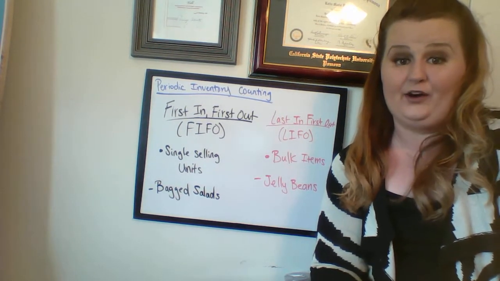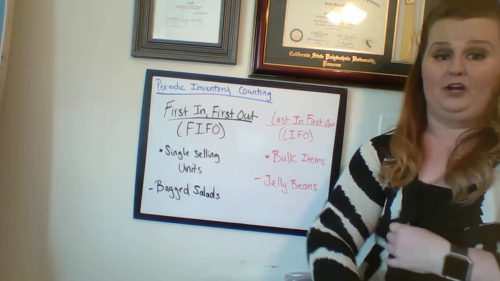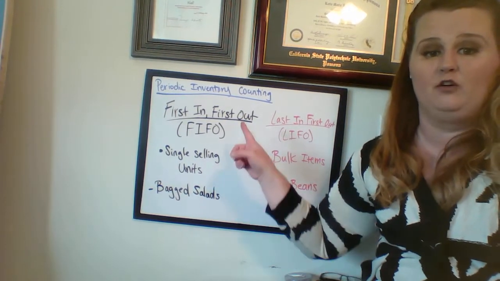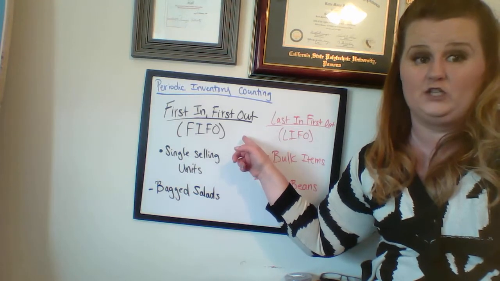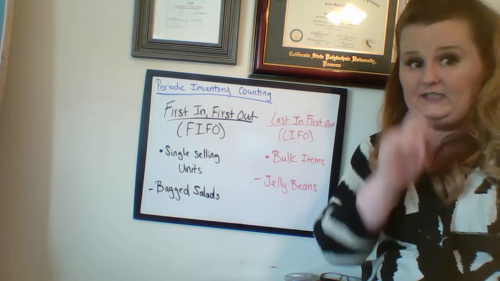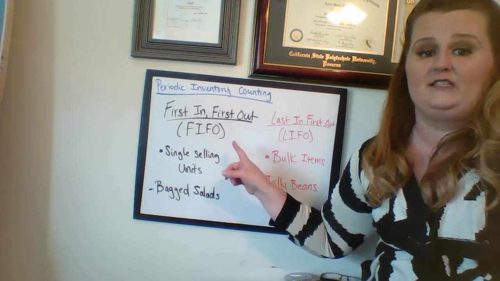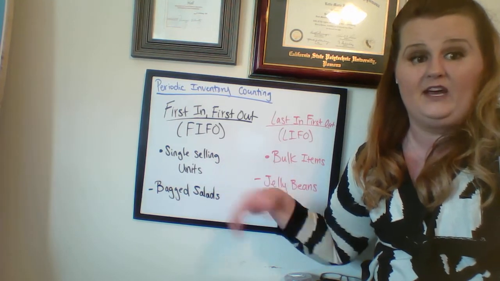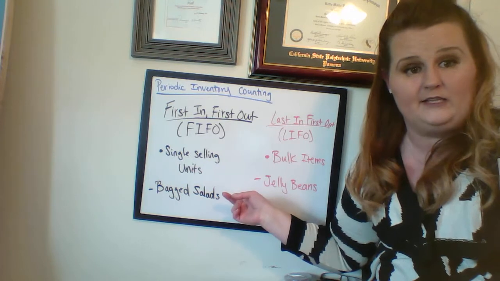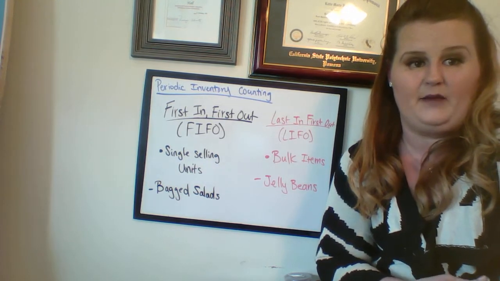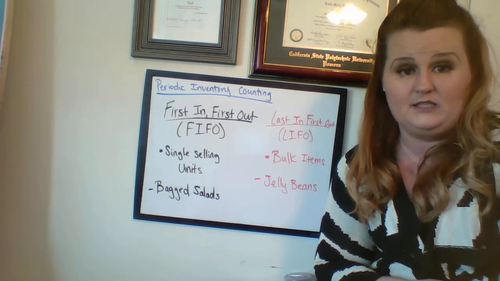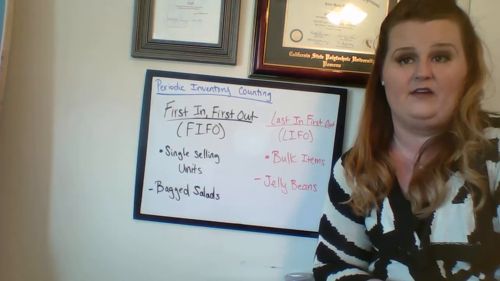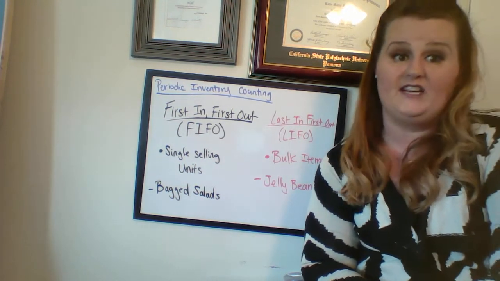All right, so now we're going to pick up periodic inventory counting. There are two types, right? The first one is called FIFO, first in, first out. What it does specifically is take inventory for single selling units. An example of that would be bag salads. Bag salad specifically makes a big difference because when we're looking at FIFO, bag salads have an expiration date. So you want to rotate that stock.